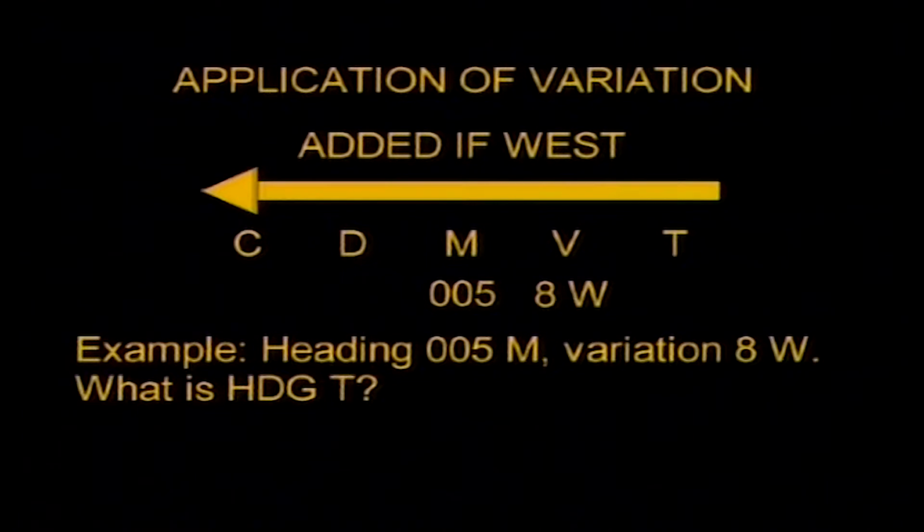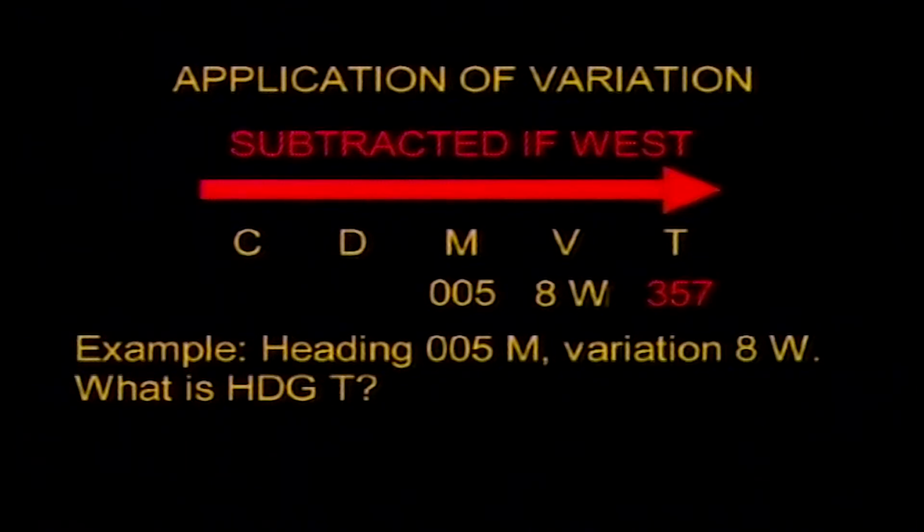Another example. Heading is 005 degrees magnetic, variation is 8 degrees west. What heading is degrees true? Variation is west. You would add if you were going left across CDMVT, but you are going right, the opposite. Therefore, subtracting 8 from 005 equals 357 degrees true.